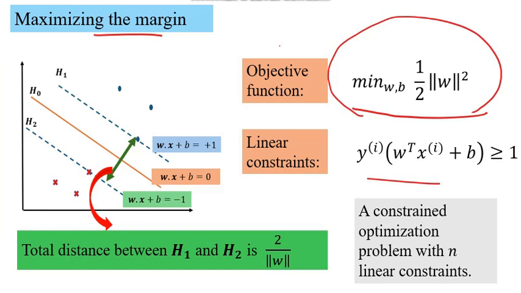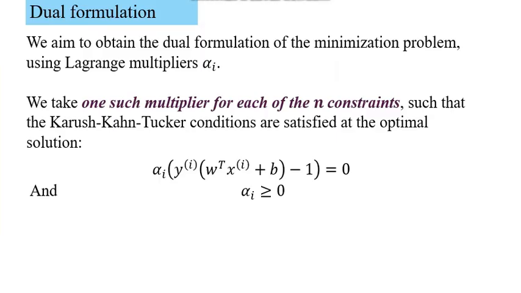We had seen that the total distance between H0 and H1 and H2, that is the total margin represented here, is 2 by norm of W. And this is a constrained optimization problem with n linear constraints. Now we aim to obtain the dual formulation of the minimization problem using Lagrangian multipliers.